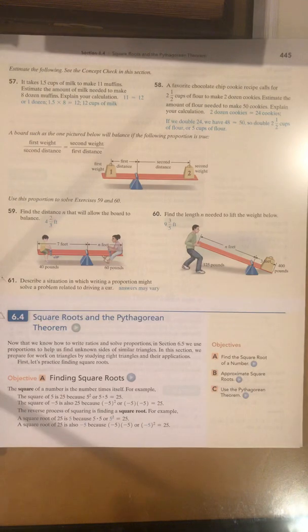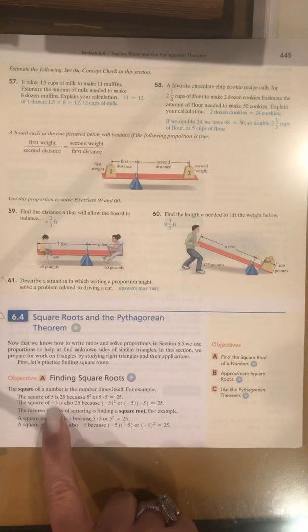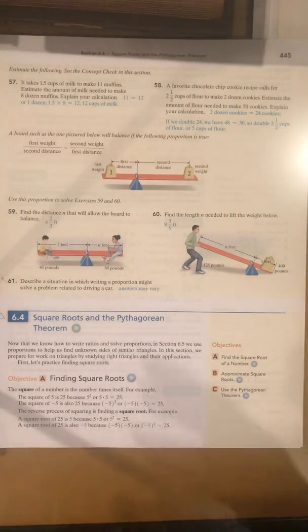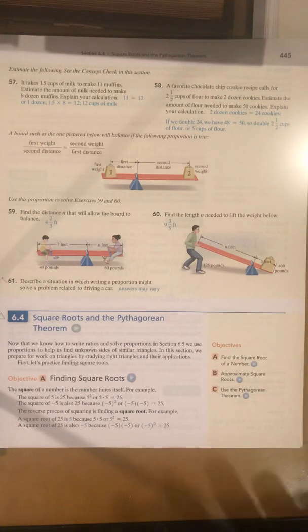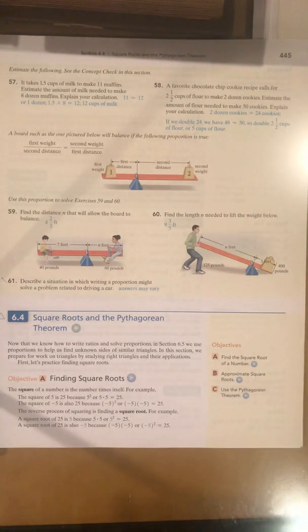A square is a number times itself. So if I told you to square the number 5, it's 25 because 5 times 5 is 25. Also, I could say negative 5, the quantity squared, is also 25 because negative 5 times negative 5 is 25. So the reverse of squaring a number is finding the square root of a number.